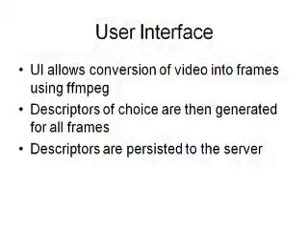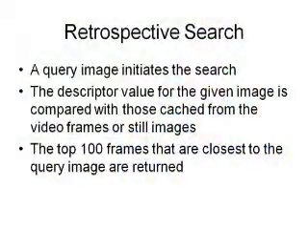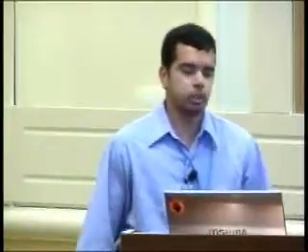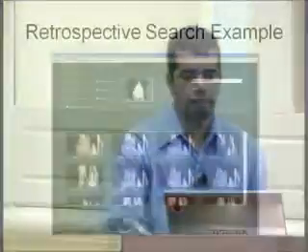So the UI allows you to turn the video into frames, and then descriptors of your choosing are generated and uploaded to the server. Once that's done, you have two approaches. There's something known as a retrospective search. In this case, a user can provide an image that initiates the search. The descriptor comparison is done, and then you could return, say, the top 100 or top 10 frames depending on the size of your cache.